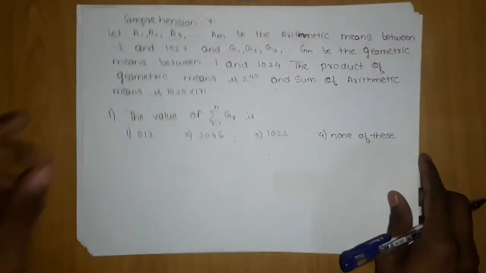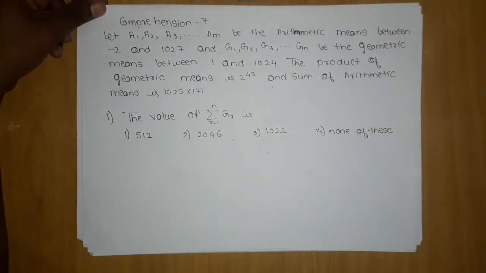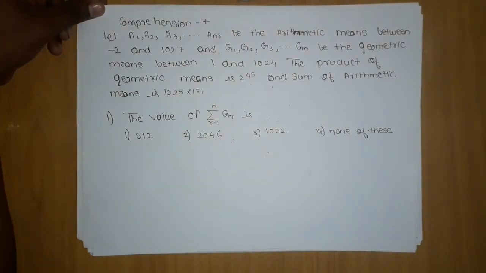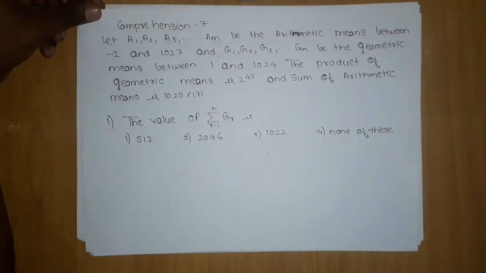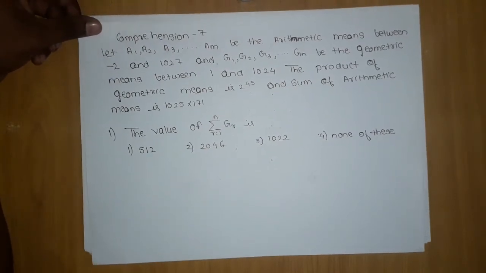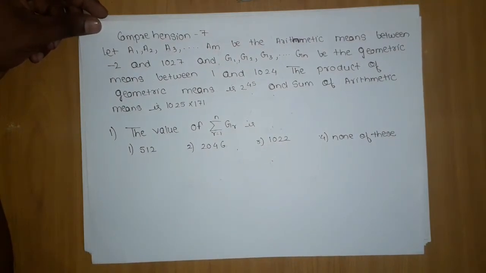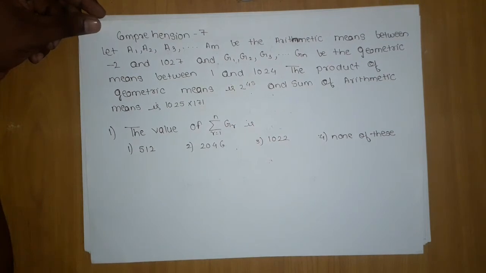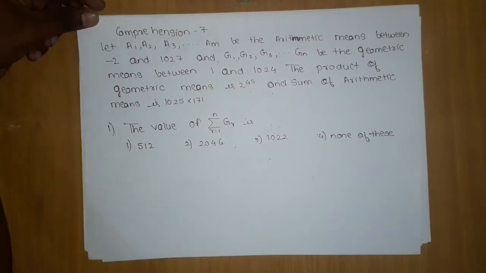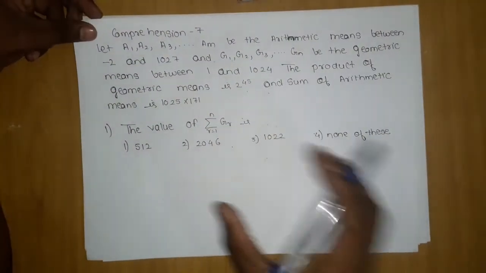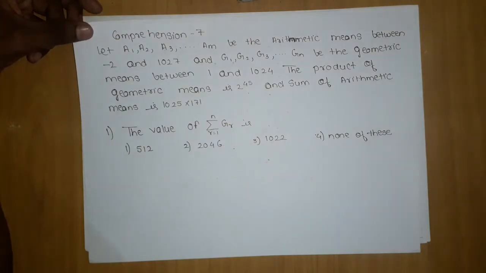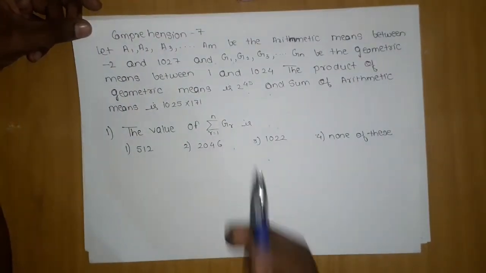Comprehension 7 says as follows. I will take the 3 questions. Let a1, a2, a3 and so on till am be the arithmetic means between -2 and 1027, and g1, g2, g3 and gn be the geometric means between 1 and 1024. The product of the geometric means is 2 power 47, and the sum of the arithmetic means is given. They are asking me the sum of all the gr, that is, g1 plus g2 plus g3, the value of summation r equals 1 to n of gr.